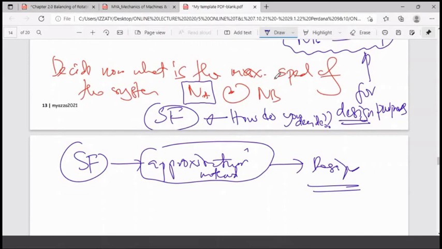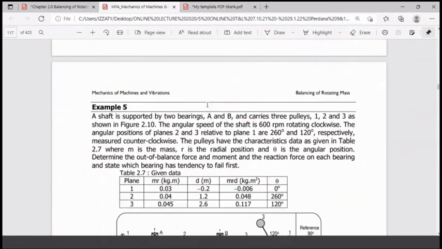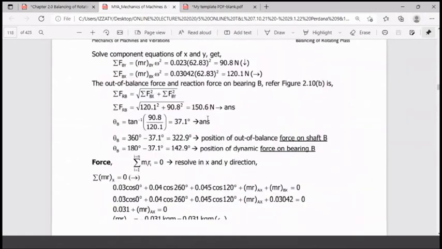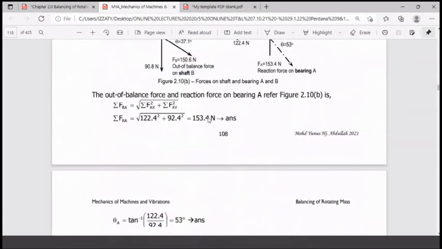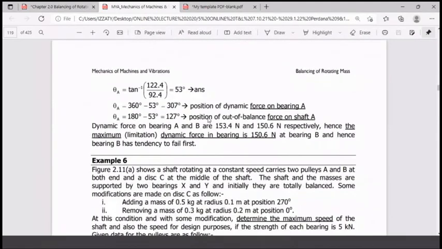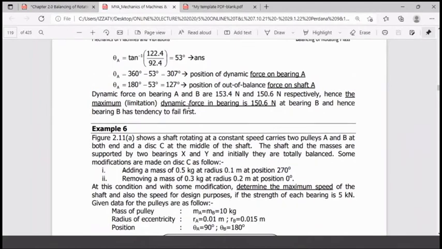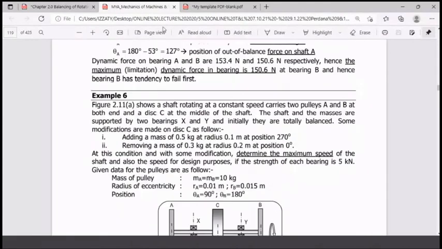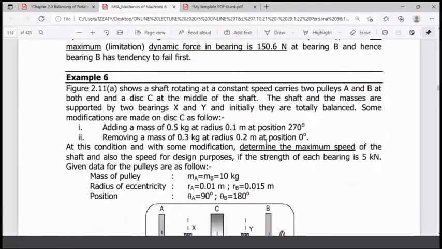Okay, so if we can go back to this one. This example number 5, I slowly browse through it. Look at the results. Sorry, number 6. Number 5 is exactly the same. Number 6, if you have notes with you. What does it say? Determine the maximum speeds of the shaft and also the speed for design purposes.